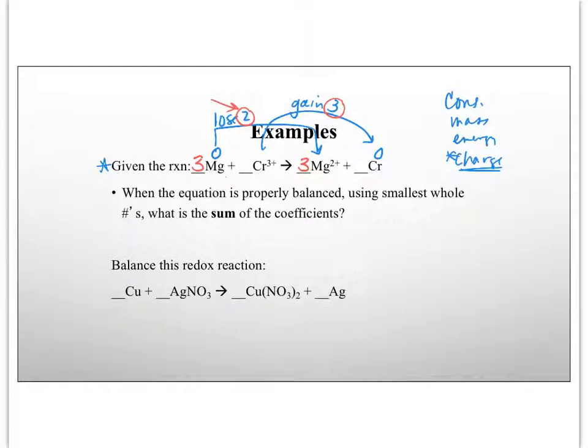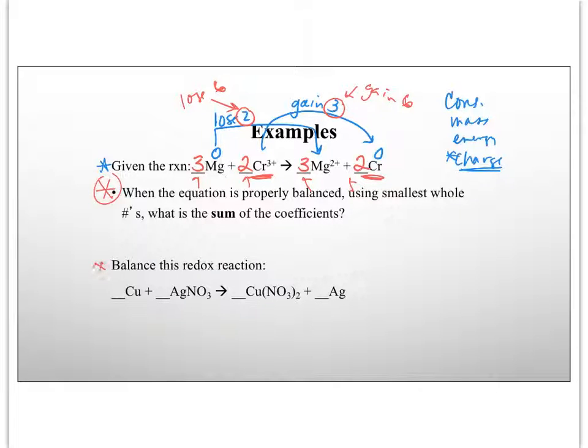So now 3 magnesiums changing to +2s would involve the total loss of 6 electrons. Now, how do I change this 3 into a 6? I throw a 2 in front of the chromiums, because now 2 chromium +3s changing to 2 chromiums with 0 charge would involve the gain of 6 electrons, which means that it's balanced. So this was a Regents multiple choice question. When the equation is properly balanced, using the smallest whole numbers, what's the sum of the coefficients? The answer would be 10, because we're just going to add all those together.